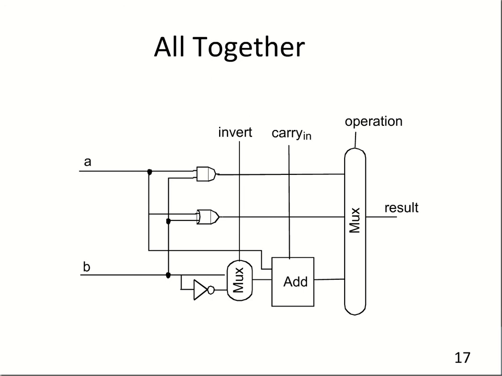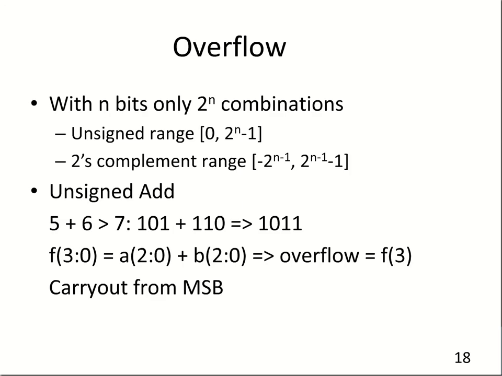And so the 2 inputs come in on the left, the result comes out on the right, and the control signals coming in at the top will determine which operation is being performed. There are a few additional complications here that we have to deal with. The first of these is arithmetic overflow.